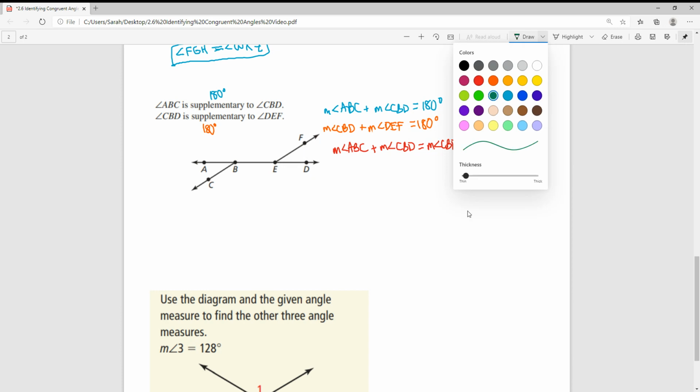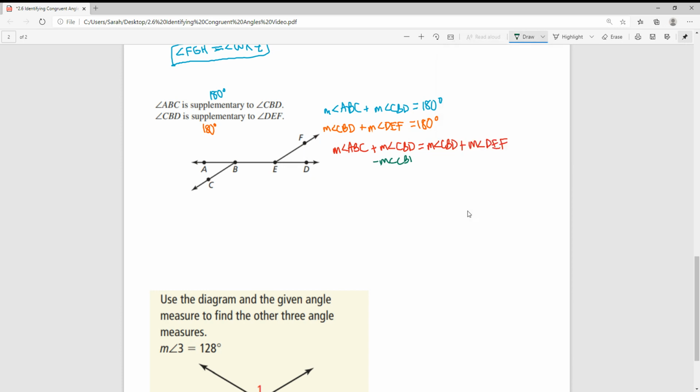If I were to subtract measure of angle CBD from both sides, it would cancel on both sides. Boom, boom. I would get just measure of angle ABC equals measure of angle DEF. Another way of saying that is that ABC is congruent to angle DEF. So I'm going to mark that in my diagram. ABC is this angle here. DEF is this angle here. So those two are congruent to each other.